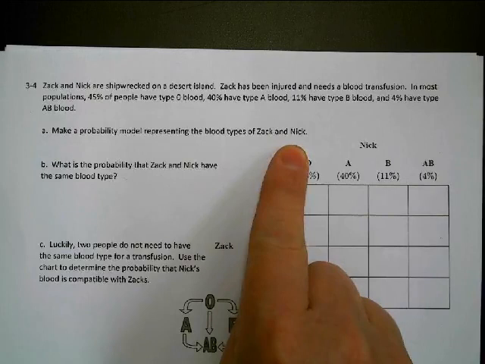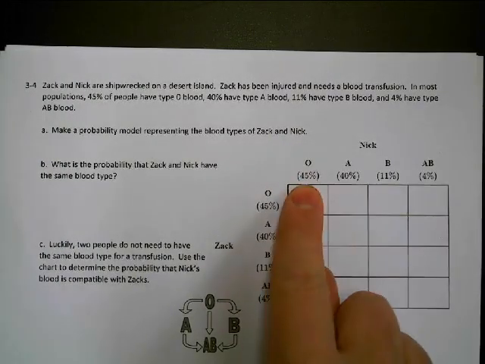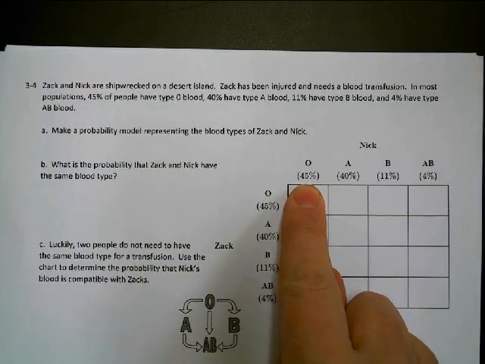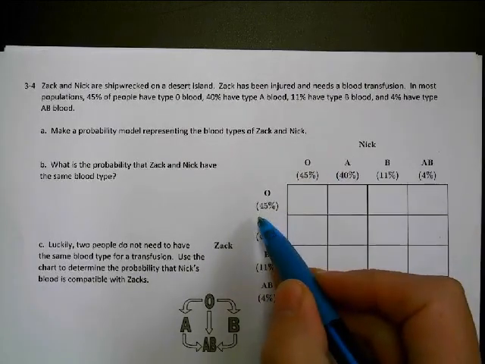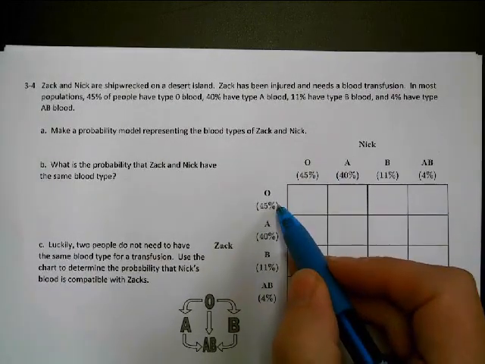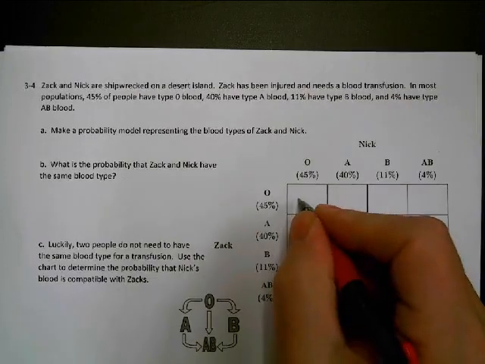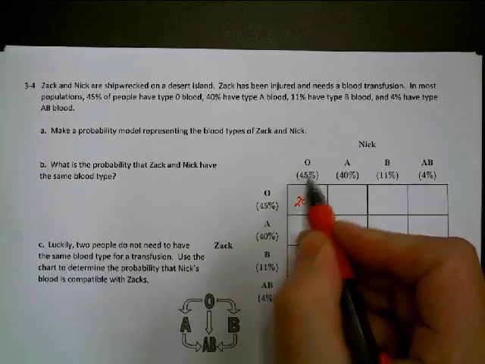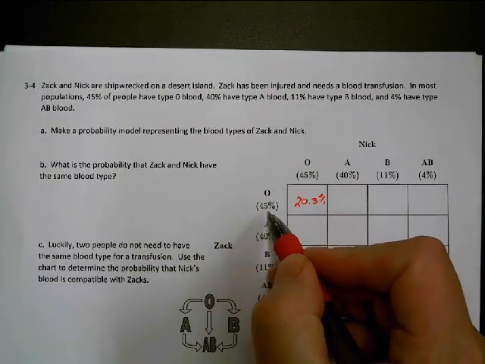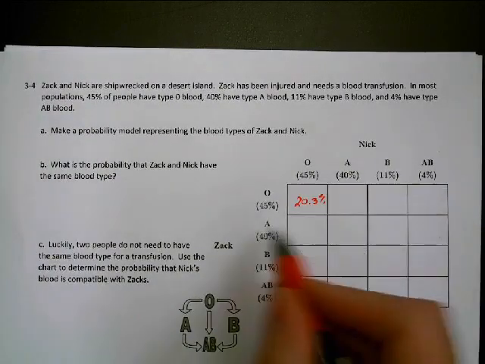All right, so here we've got all of our percentages. Remember, 45% is 0.45. So what's the probability that Nick and Zach both have O blood? So that would be 0.45 times 0.45, which is 0.203. And I'm just going to give you the answers here. This is going to be 20.3%. So I just did 0.45 times 0.45. So Nick and Zach both have O blood. What if they both have A blood? That would be 0.4 times 0.4, which is 16%.